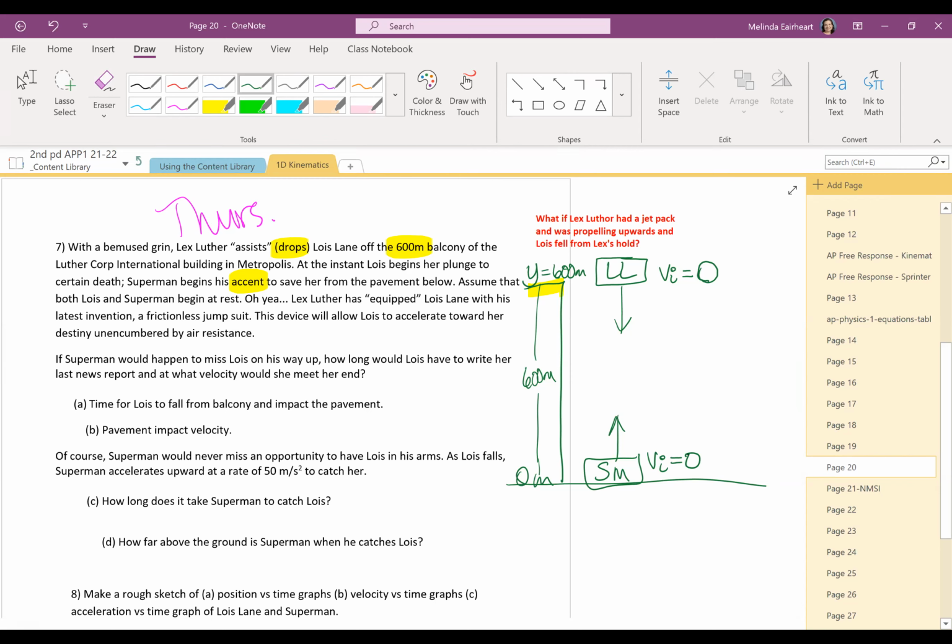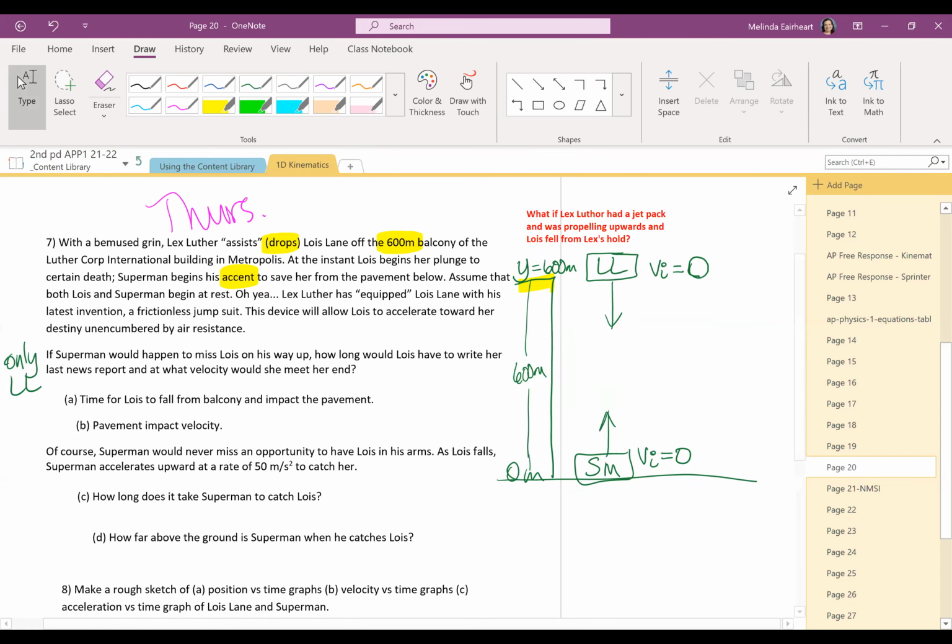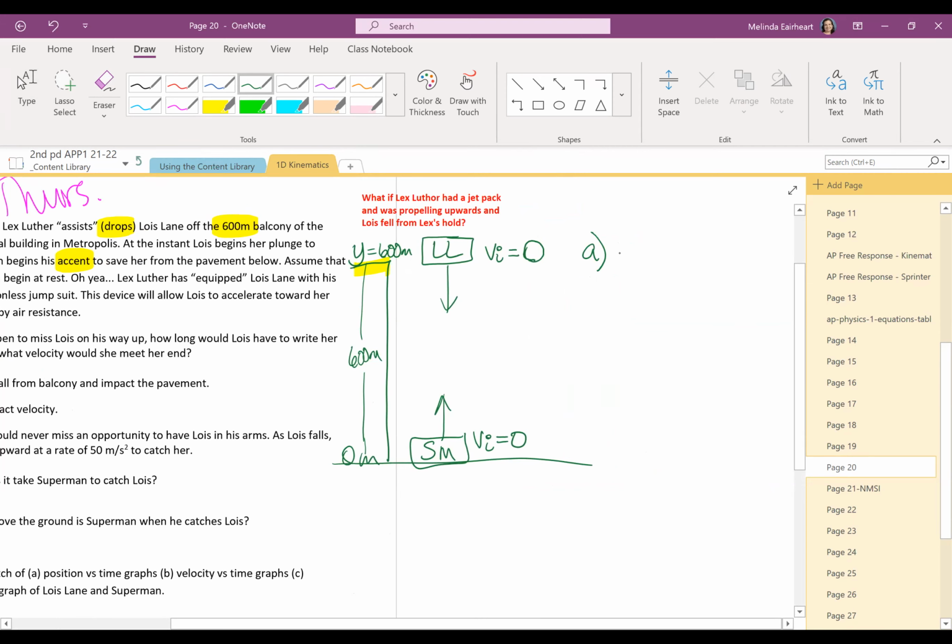So brutal, no one gets hurt in physics land, right? But in that first part, it's only Lois Lane. Superman, he doesn't catch her, so it doesn't matter. So your main object is Lois for this one. Now there's not a lot of room to show work, so I'm going to have to slide over and back, but we want the time that it takes for Lois to reach the ground below the pavement. And so for part A, we're looking for time of Lois Lane.